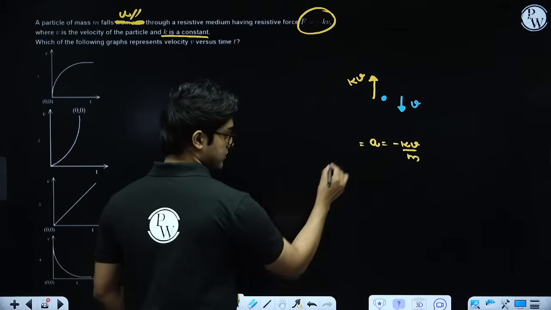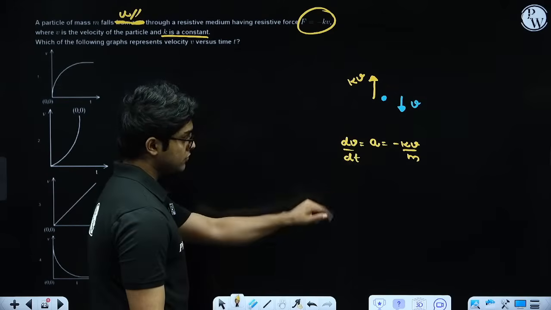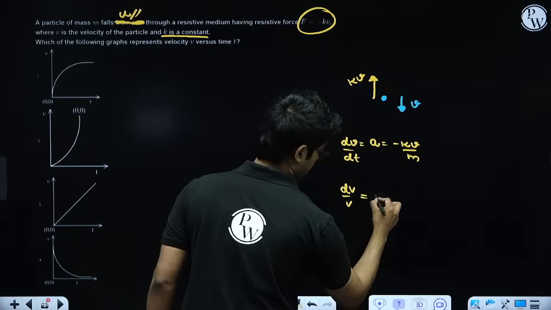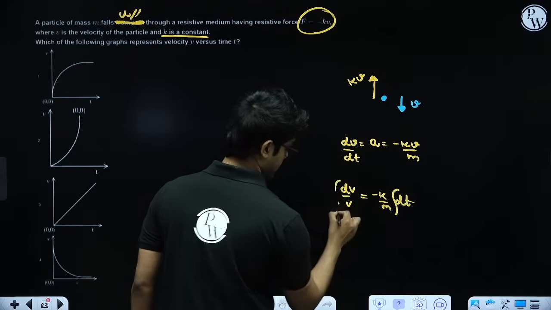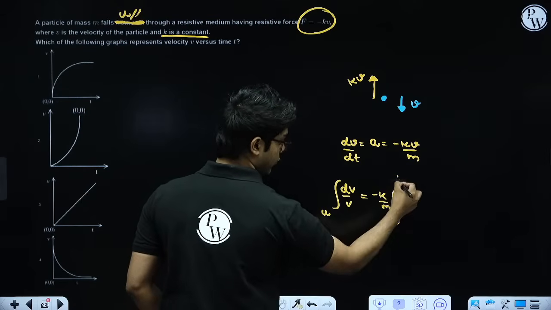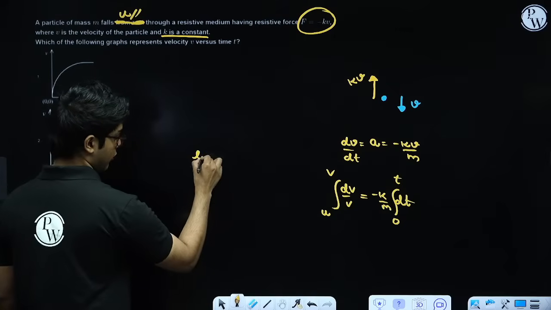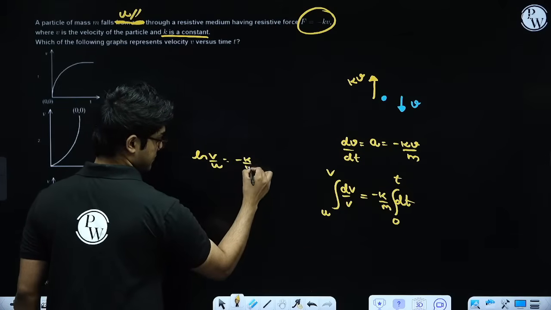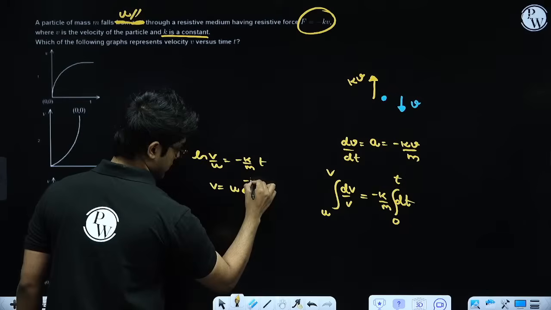So I'll write the acceleration as the time derivative of velocity, dv by dt, right? Now we'll solve this. dv divided by v equals minus k by m times dt. Then we'll integrate it. At t equal to 0, we'll say the initial velocity was some u. At t equal to t, the velocity, let's say it is v. So this integral becomes a log integral, right? ln of v by u equals minus k by m into t. So from here, v turns out to be u e to the power minus k by m into t.